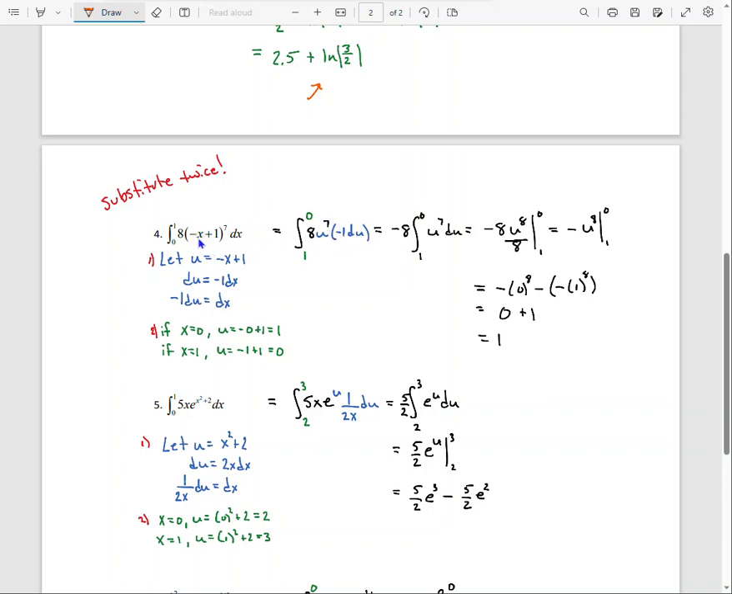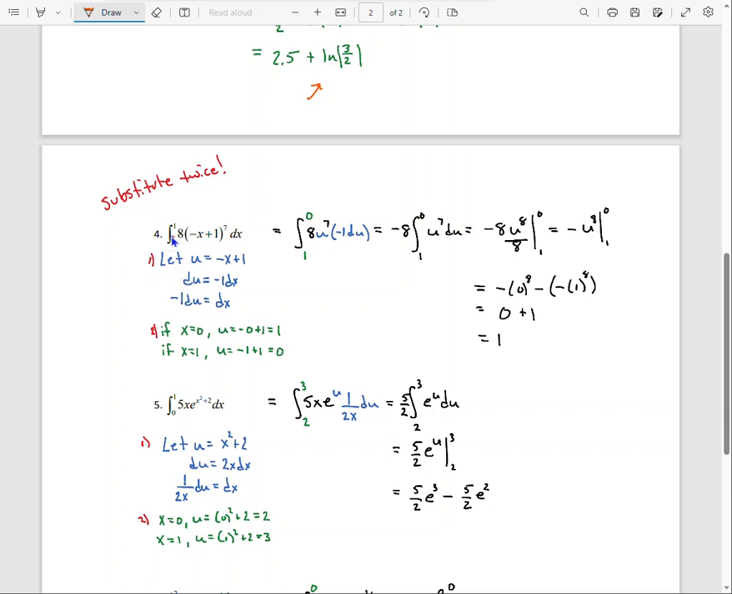But you see, this x and dx, these are x values, an x value of 0, an x value of 1. But this integral doesn't have x values. It has u values. So we have to substitute twice. This time we'll just take care of it up front. So if x is 0 and u is negative x plus 1, then u is negative 0 plus 1, which is 1. If x equals 1, u is negative 1 plus 1, which is 0.